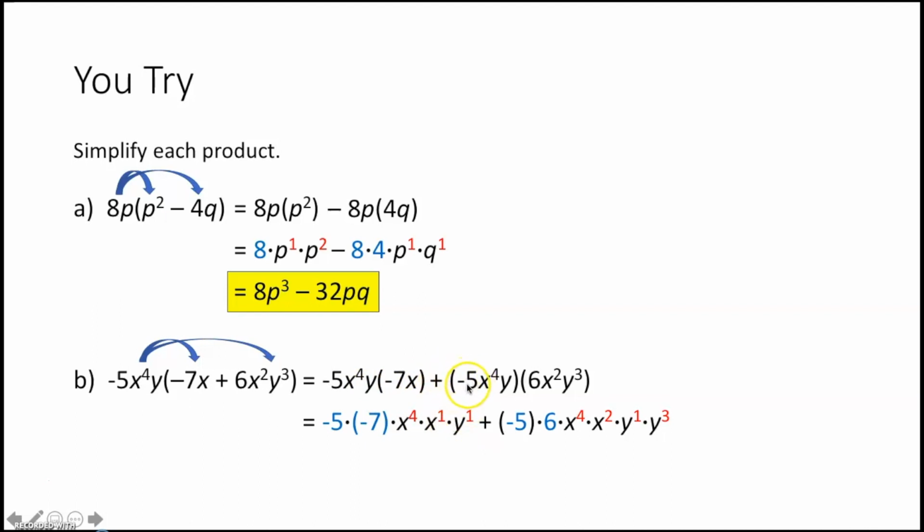Plus, and then we have -5 times the 6. Then we multiply the x to the 4th times the x to the 2nd. Then we multiply the y to the 1st times y to the 3rd. So now let's go ahead and simplify this.